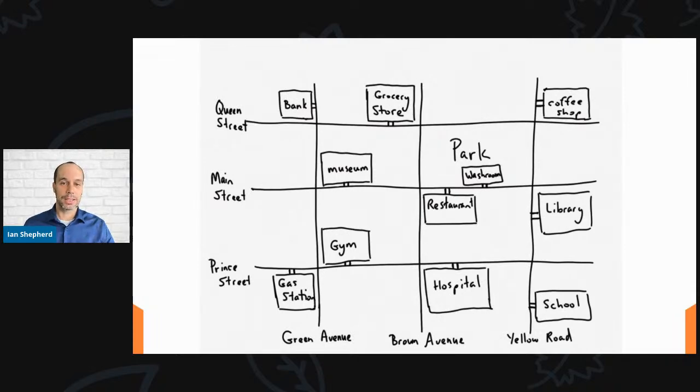Go one block and take a right on Main Street. Go past the washrooms and the restaurant and take a right on Yellow Road. Go one block and turn right again on Prince Street. It is near the end of the block on the left side. So, where did you go?